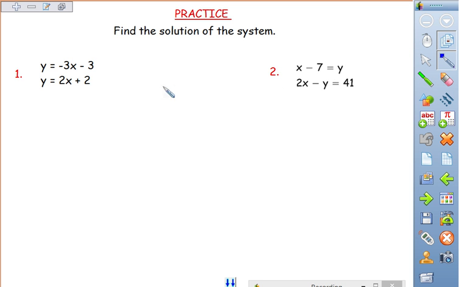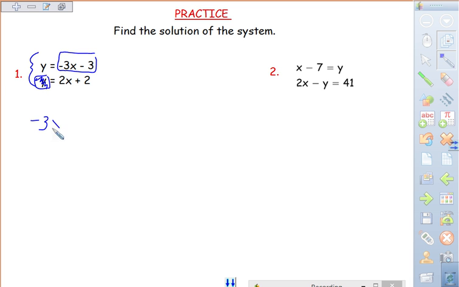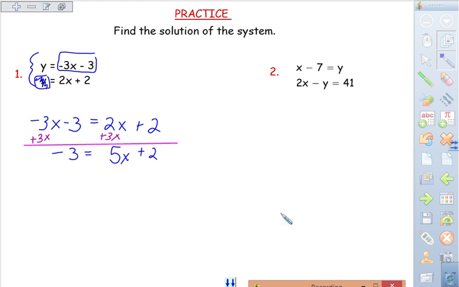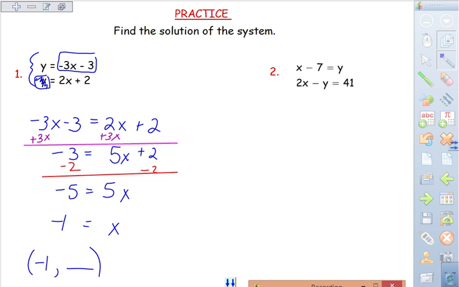Practice. Question 1. Find the solution of the system. We are going to be using substitution. So this is equal to y. So I'm going to take that and plug that in for y. So I get negative 3x minus 3 is equal to 2x plus 2. Get our letters together. Get our numbers together. And then divide by 5.